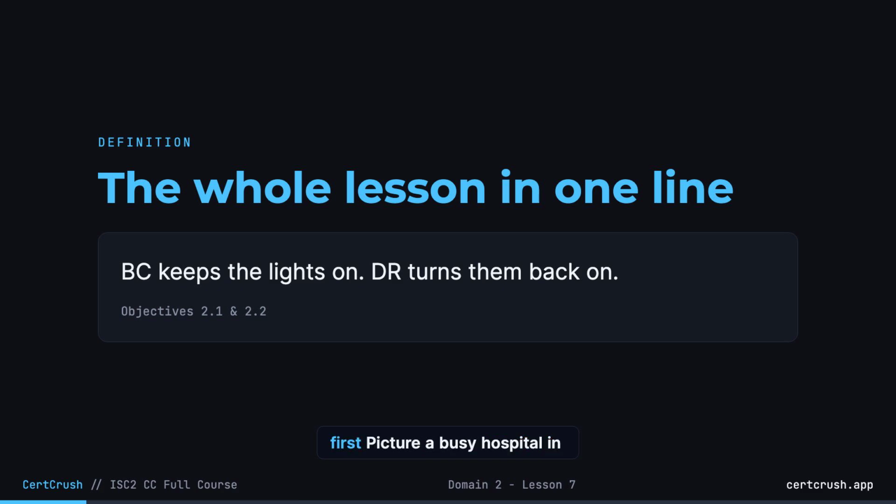Let me make it concrete first. Picture a busy hospital in the middle of a storm. The power fails. Machines go dark. Now two completely different jobs start at once. The first job is to keep treating patients right now. Staff wheel out battery packs, switch to paper charts, move people to the wing that still has power. Nobody stops caring for patients just because the mains went down. That is business continuity, keeping the essential work going while the disruption is still happening.